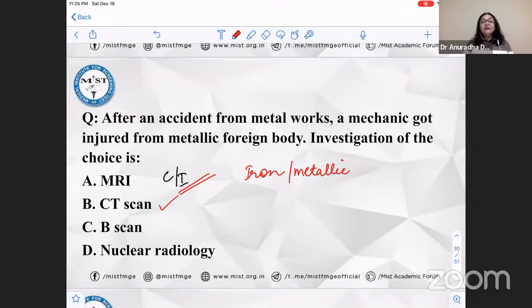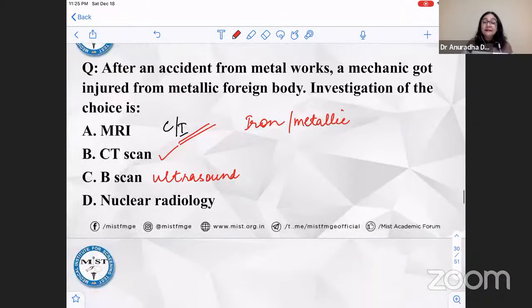CT scan is the investigation of choice because it helps in accurate localization, and it is safe as far as the metallic part is concerned. B scan means ultrasound. You can do ultrasound, but sometimes small foreign bodies can be missed and the localization may not be as good as with CT scan. So the investigation of choice remains CT scan. Similarly, nuclear radiology has no role for intraocular foreign body. So here the right answer is CT scan.